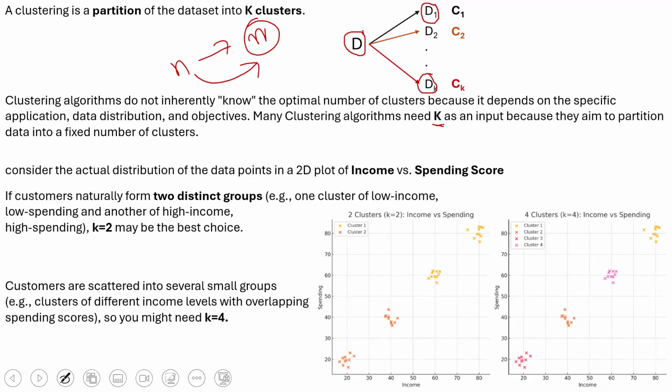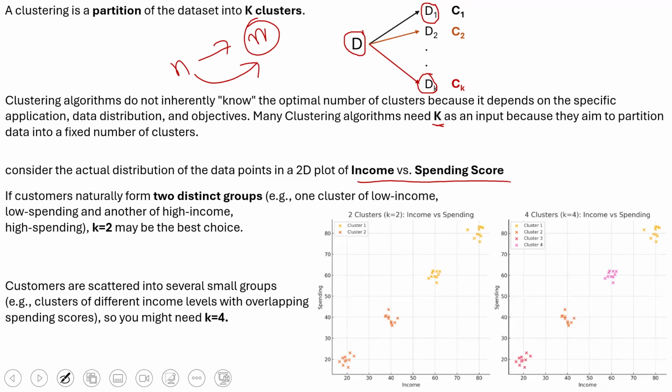Why is it a user-defined parameter? Because the number of clusters that the user wants to derive depends on the business conditions or the application he is looking at for the clustering. So it depends on the business that he is doing. If you take an example of this, consider the actual distribution of the data points in a 2D plot of income versus spending score. So this is a 2D plot.